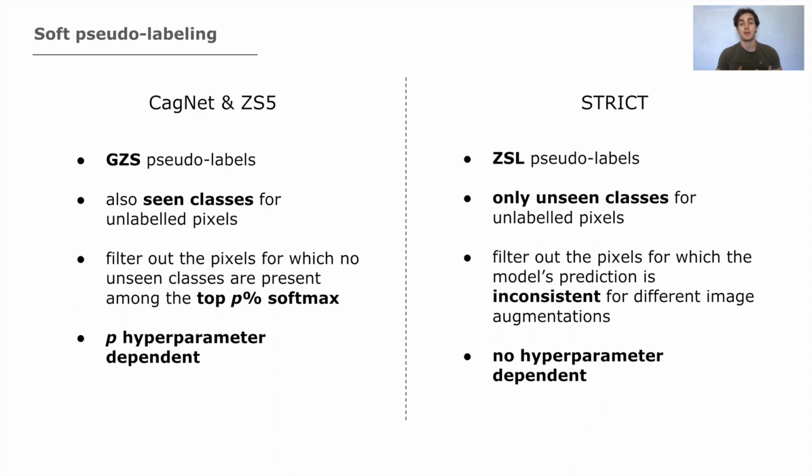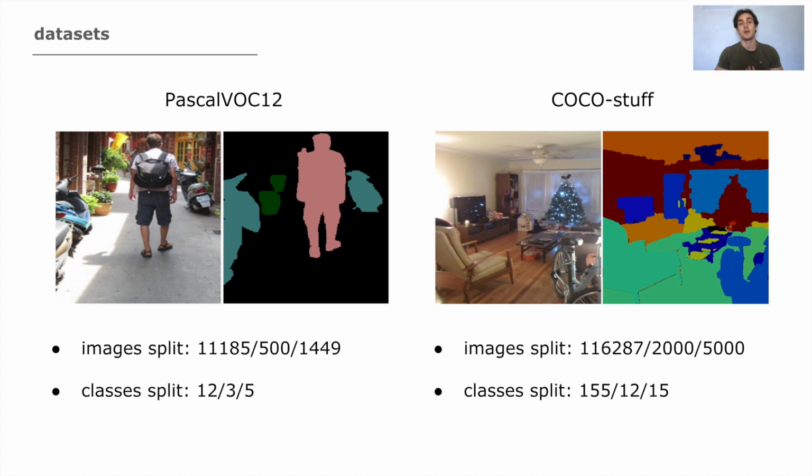Approaches similar to ours have already been explored in semi-supervised learning, but we are the first to apply the consistency constraints to the generalized zero-label semantic segmentation task. Regarding the experiments, following the previous works, we evaluated our approach on two datasets, Pascal VOC12 and COCO-Stuff. We followed the previous works for the validation procedure and for the data splits. The data splits are presented in these slides.